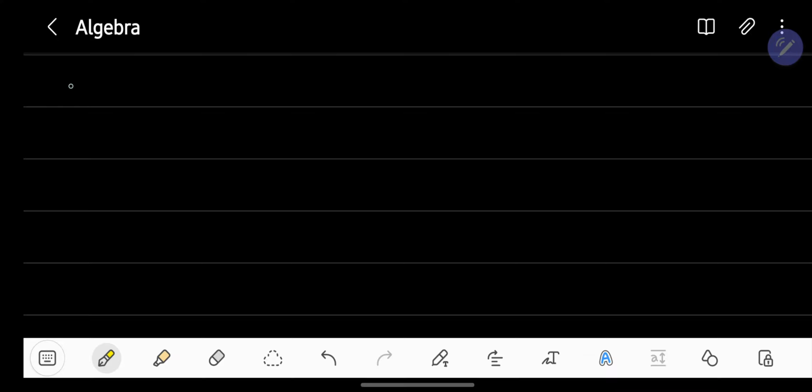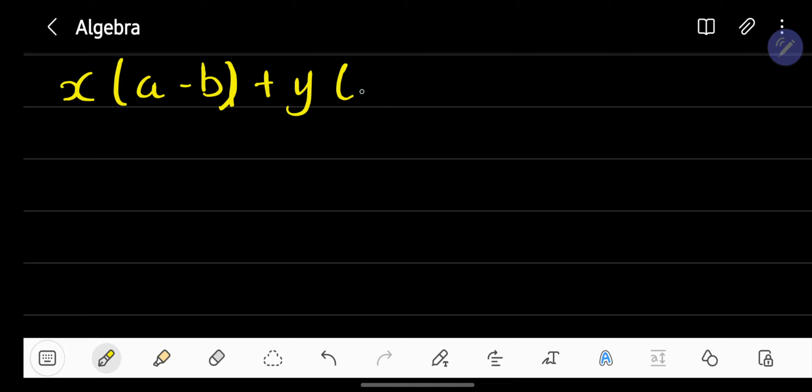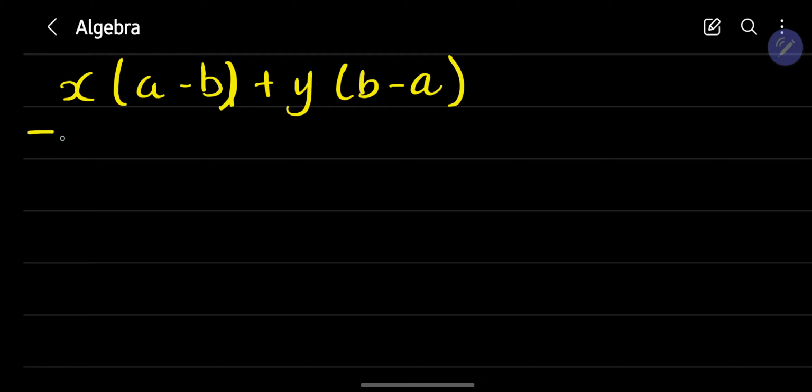If you have x into a minus b, close the bracket, plus y into b minus a, right? How are we going to approach this one? You see, a minus b and b minus a are not the same, but they are similar. So you can use a sign change to make them the same.